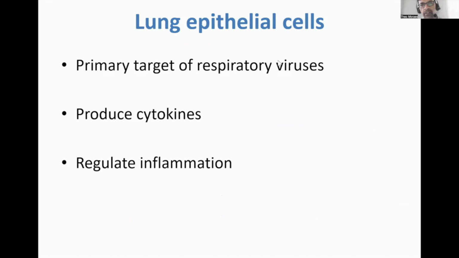We know that lung epithelial cells can produce cytokines, and they do regulate inflammation. In the olden days, we used to think of the epithelium as a bit of a barrier, but now we know that the epithelium is a very, I guess I could say, intelligent cell, a gateway cell that is very important for all the downstream stuff that happens after respiratory viruses interact with the host.